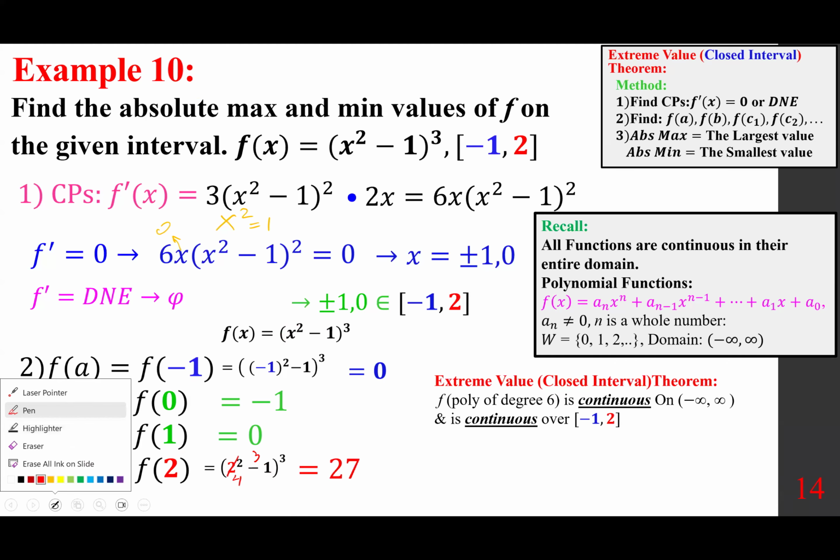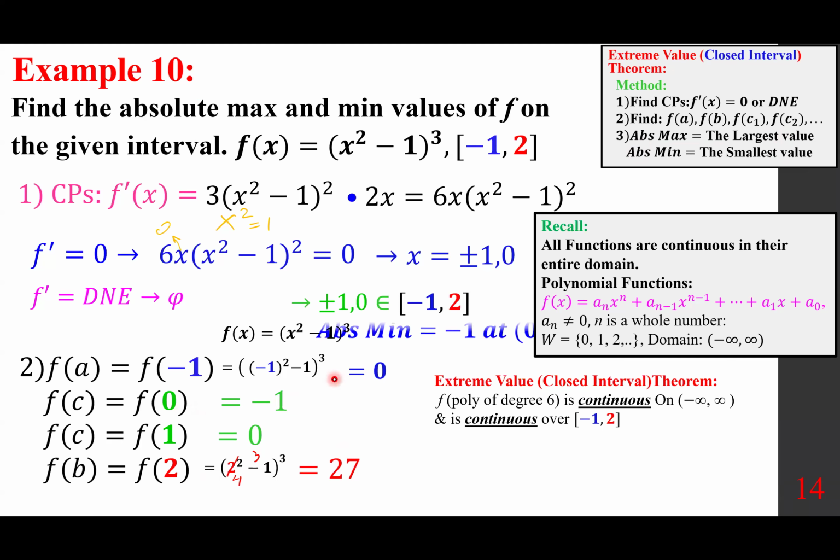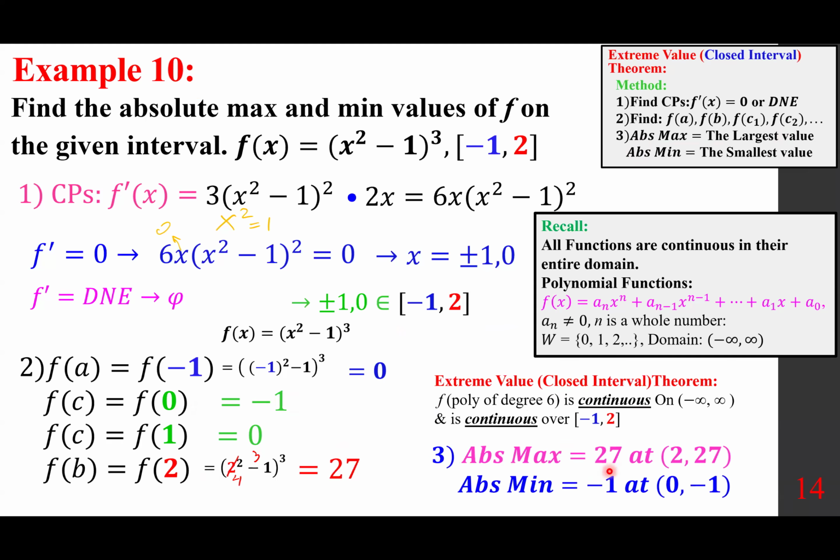And the last part, absolute max is the largest value, which is 27. So absolute max is 27 at this pair. Absolute minimum is the smallest value, which is -1 at this pair, and we write absolute maximum is 27 at (2, 27), and absolute minimum is -1 at (0, -1).